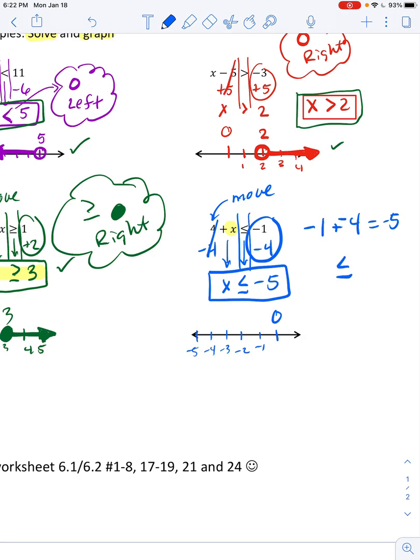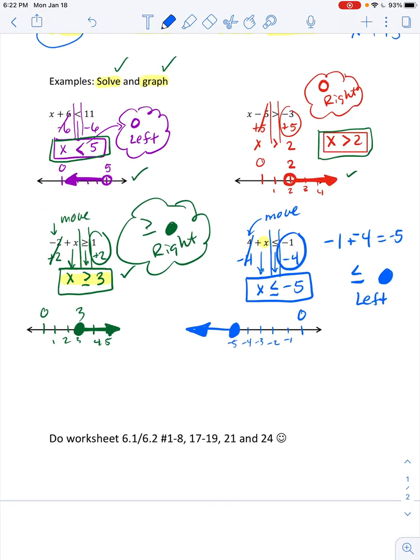Thinking about my less than or equal to symbol, because it's or equal to, I'm going to be including that negative 5. And then because it's less than, I'm going to go to the left. So I actually didn't make my number line really big enough, but that's okay. So there we go.